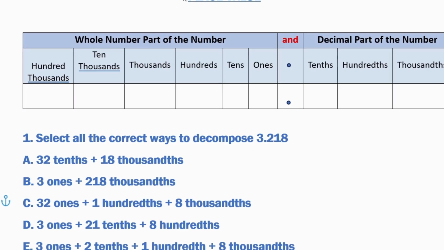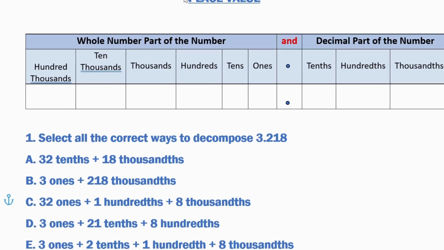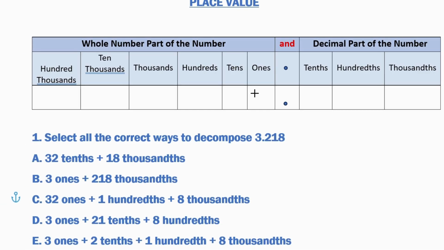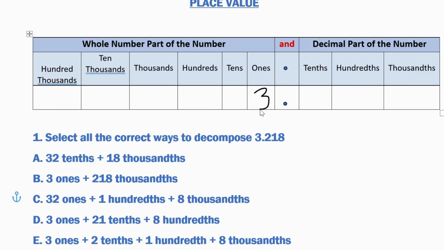Choice D says 3 ones plus 21 tenths plus 8 hundredths. So it looks like 3 ones. I can write a 3 in the ones place. For 21 tenths, I'm going to have to write a 1 in the tenths place, followed by a 2 above the 3 to represent ones, and then I have an 8 in the hundredths place. And then I'm going to have to add these place values together to get 5 and 18 hundredths, which is also an incorrect answer.